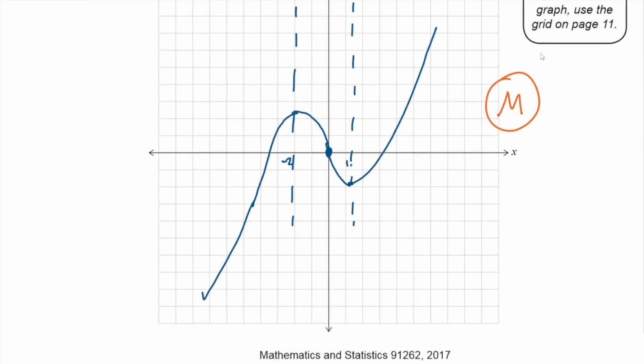So, if you just sketched a positive cubic through the origin, for example, something like that, that would be achieved. However, if you have the maximum and the minimums in line with those dashed vertical lines, you would get merit.